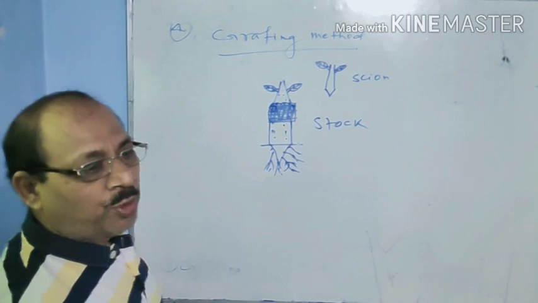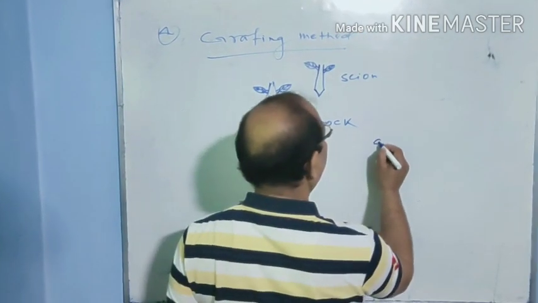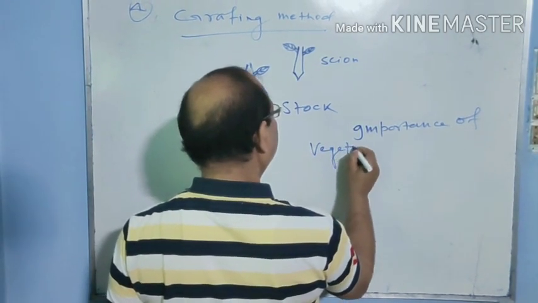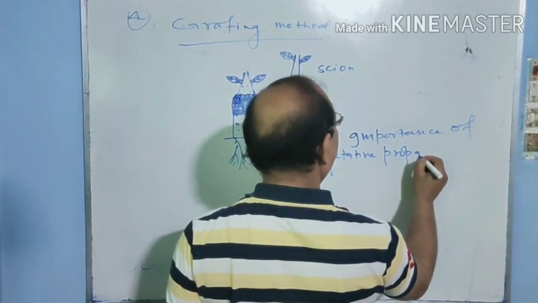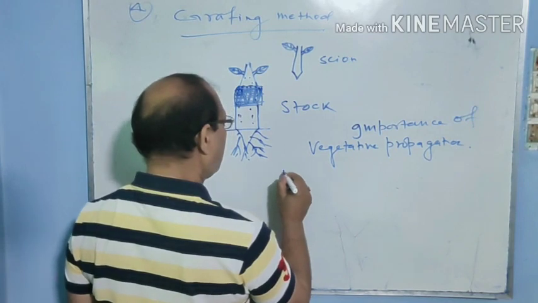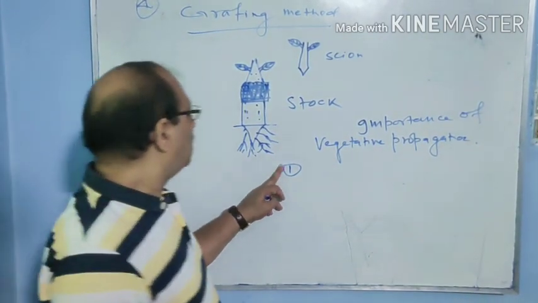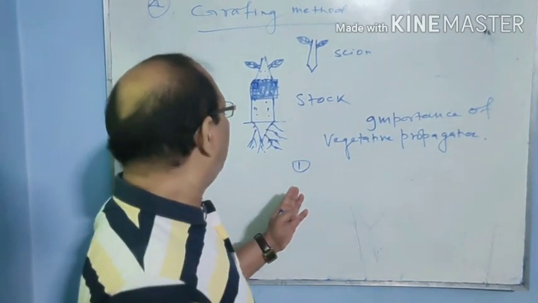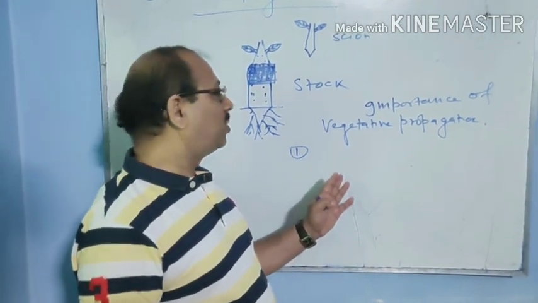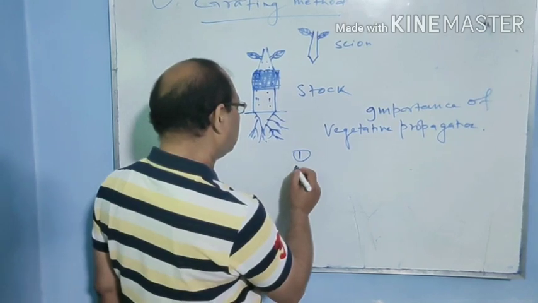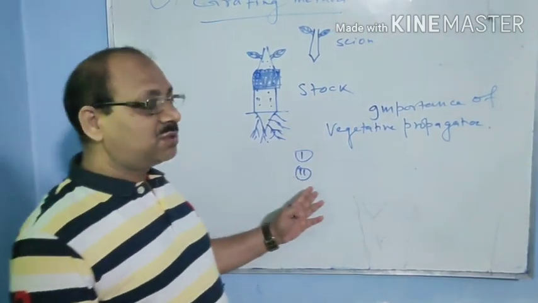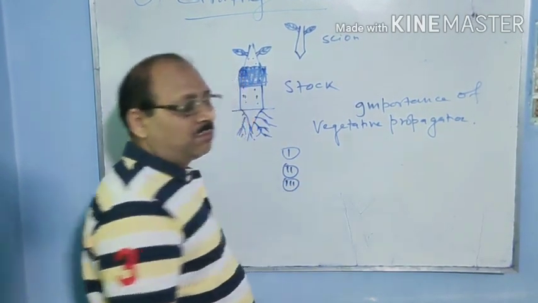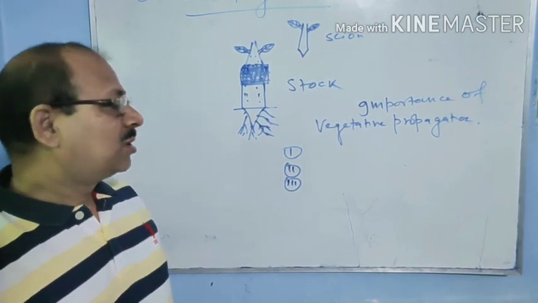Now I am going to discuss the importance of vegetative propagation. Vegetative propagation is a very useful method. It is a very easy method to develop new plants. Next, it is a less expensive method. Third, we can develop a large number of plants in a short period by this method.